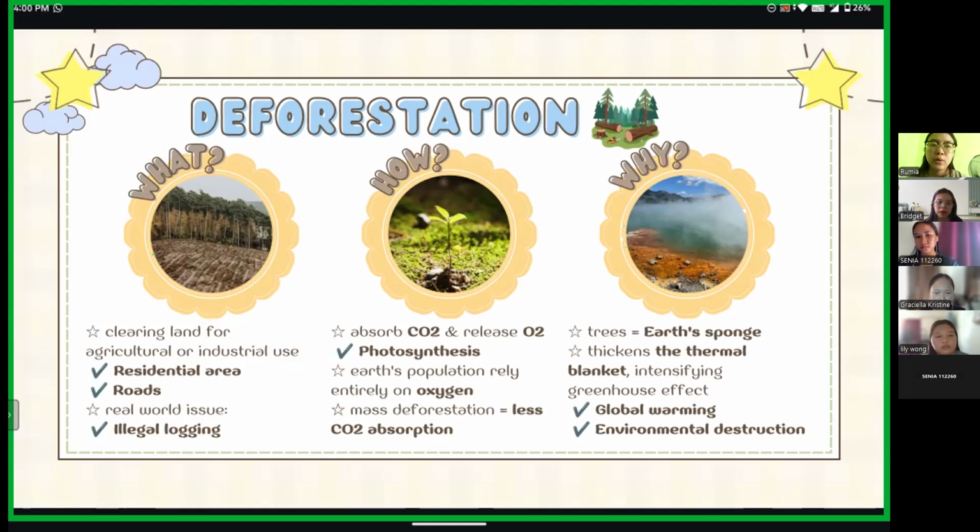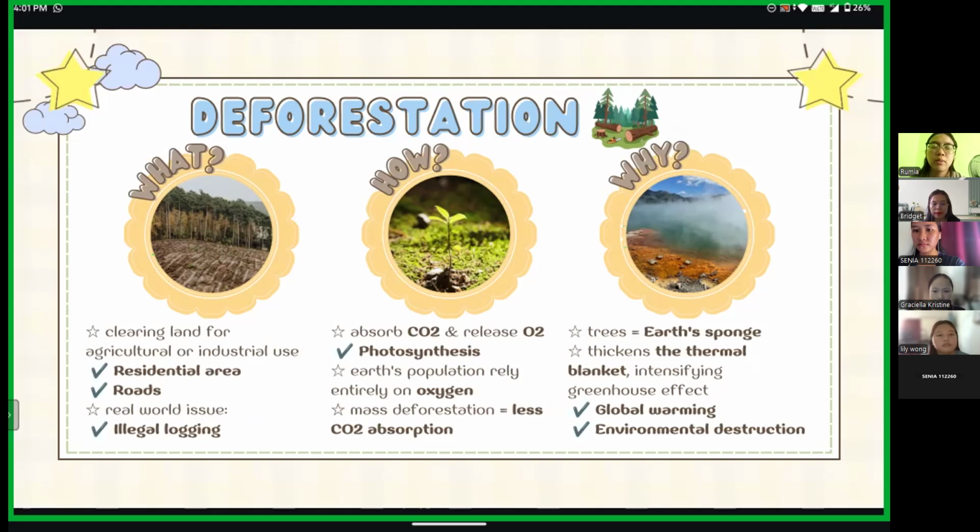deforestation. So first of all, we need to know what deforestation is. This is an activity done by clearing land, usually for agricultural or industrial use. This is common nowadays and we can see it everywhere. There are new residential areas or commercial areas being built, and also new paved roads for us to travel to many destinations within a short time.